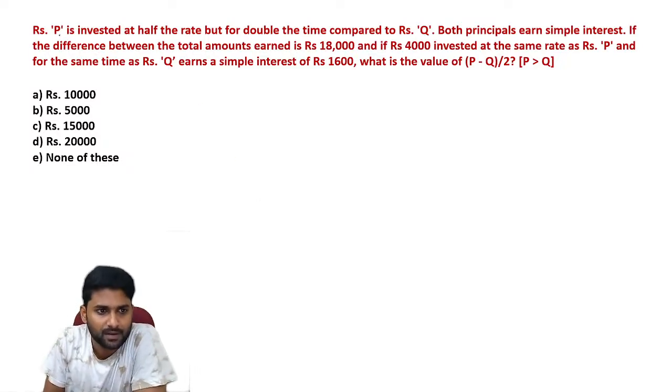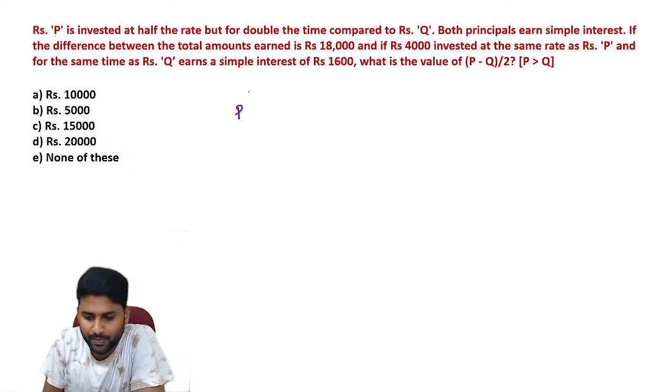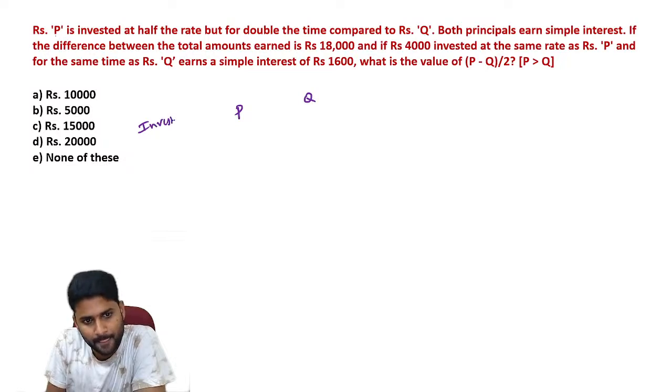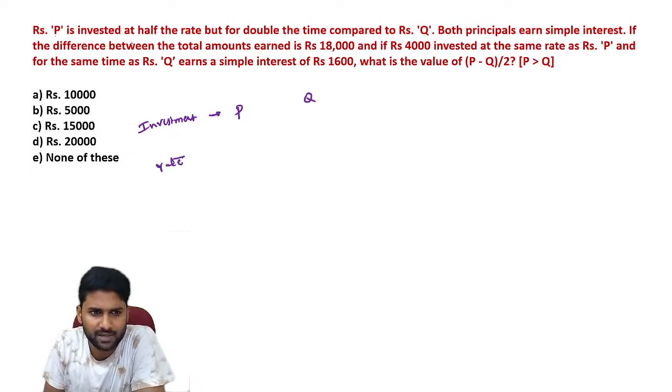Now see, P rupees is invested at a certain rate and double the time compared to Q. So the investments are P and Q. This is all about investment. So we will talk about rate. Here they clearly mention that the rate of P is double the rate of Q and the time is double.